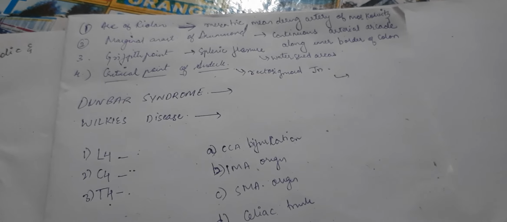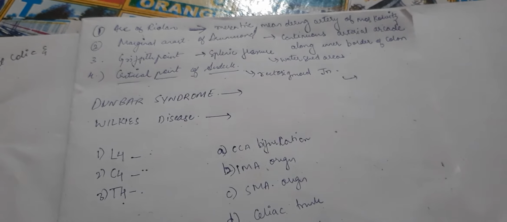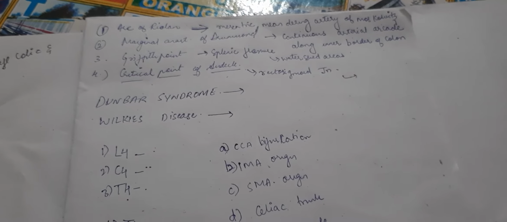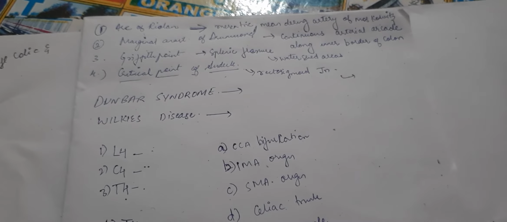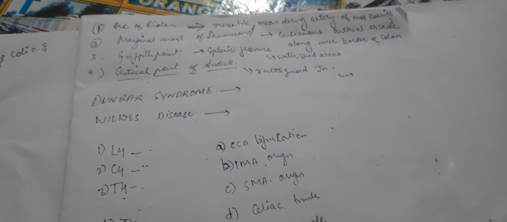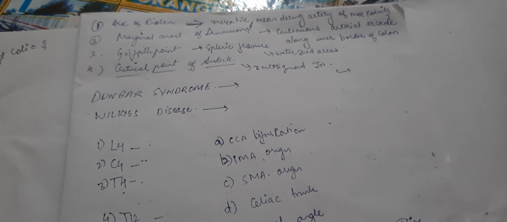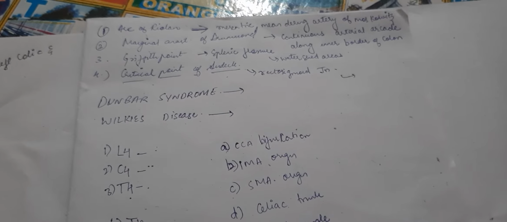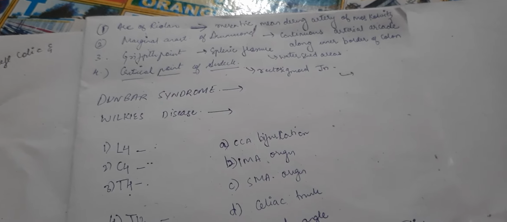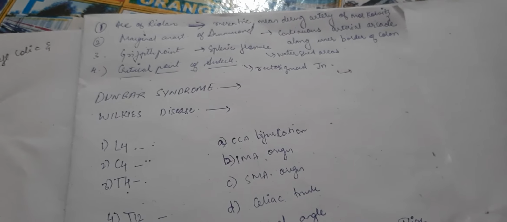Griffith point is present at the splenic flexure, the watershed area of the ascending left colic artery and the marginal artery of Drummond. Critical point of Sudeck is present at the rectosigmoid junction, between the superior rectal artery and the last branch of the inferior mesenteric artery.